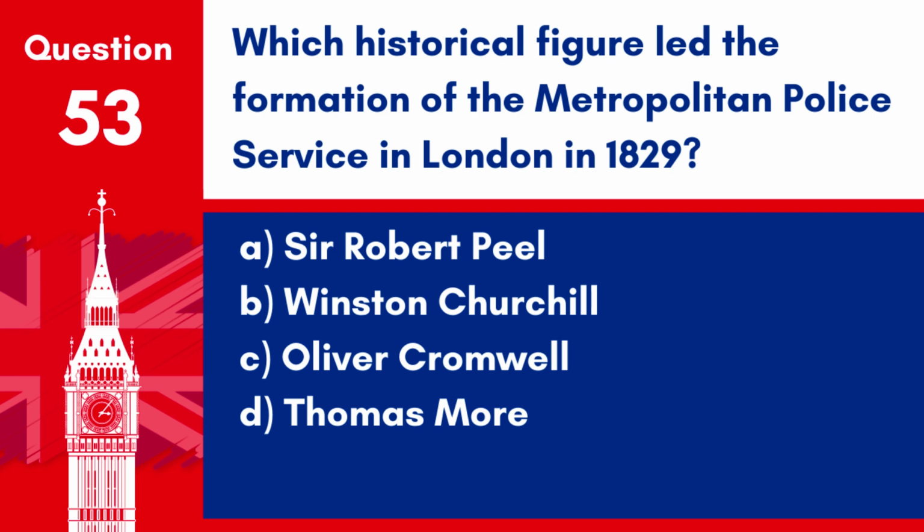Question 53. Which historical figure led the formation of the Metropolitan Police Service in London in 1829? A. Sir Robert Peel. B. Winston Churchill. C. Oliver Cromwell. D. Thomas More. Answer: A. Sir Robert Peel. Sir Robert Peel led the formation of the Metropolitan Police Service in London in 1829.